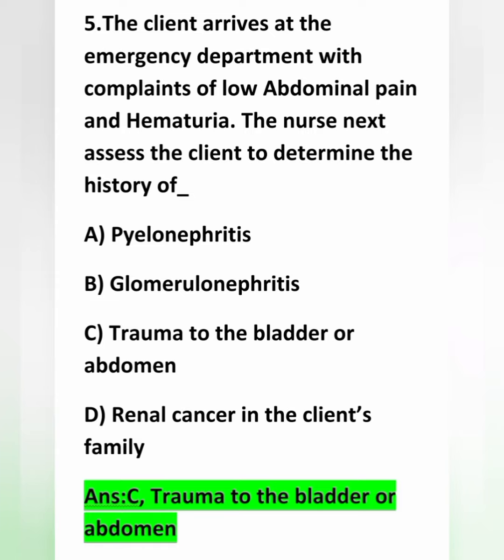And the nurse can ask about bladder trauma or injury to the abdomen. Bladder trauma or injury should be considered for abdominal pain and hematuria for the patient. So she can ask if there is any injury to the bladder or abdomen. So option C, trauma to the bladder or abdomen, is correct over here.